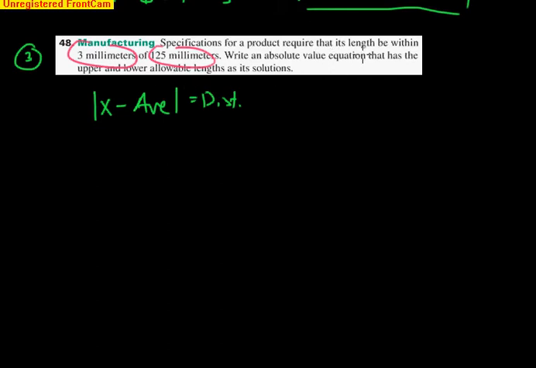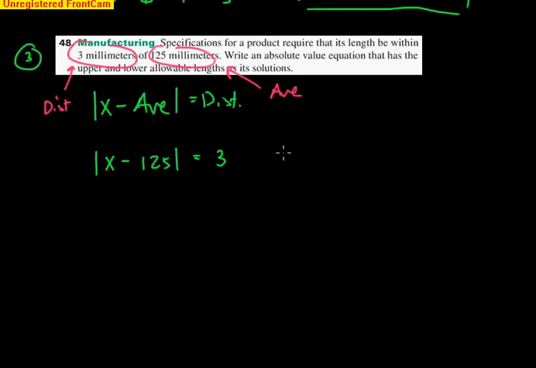The product can be within 3 millimeters. This is the distance, 3. Of this 125 millimeters, which is what you want to shoot for. That's the average. So on the test, you'll be given this equation, but I just want to do this problem to find the upper and lower allowable lengths. So here, the equation that you'll be given, like I said, is the absolute value of x minus the average, which is 125, equals that distance of 3. So now we want to solve this to find the upper and lower allowable lengths.